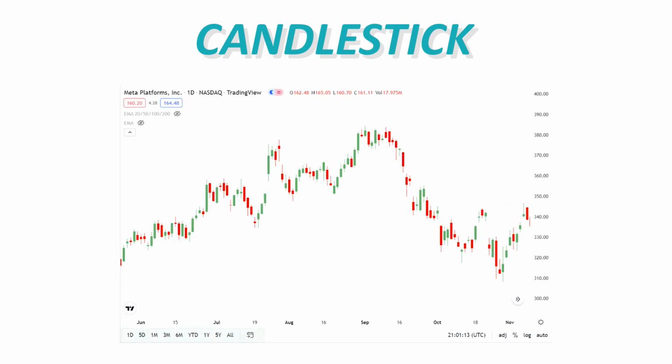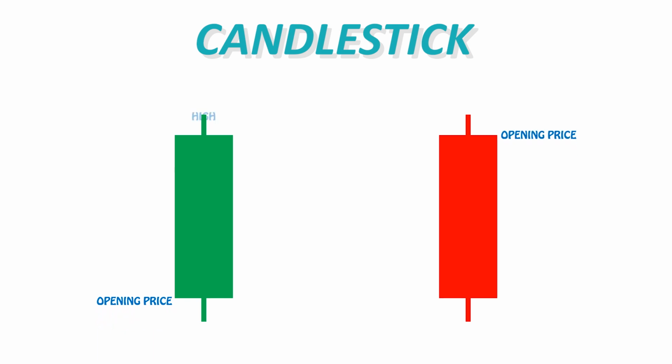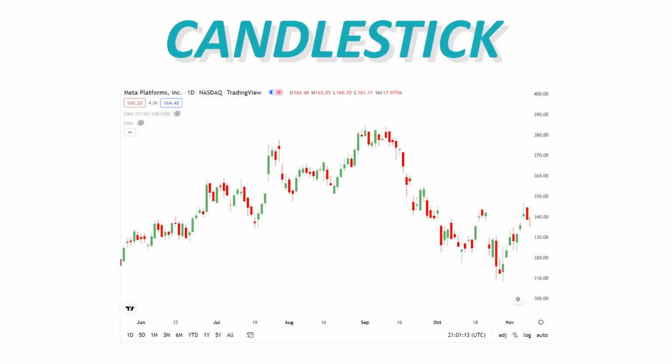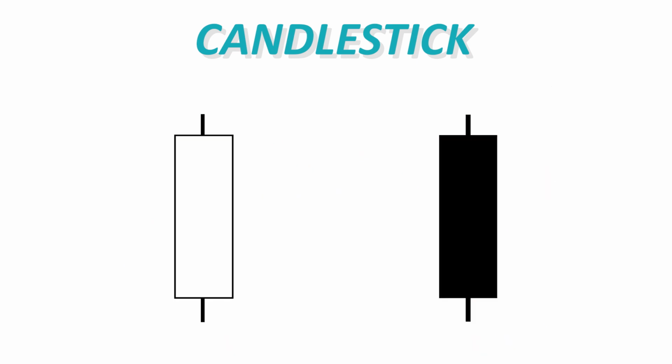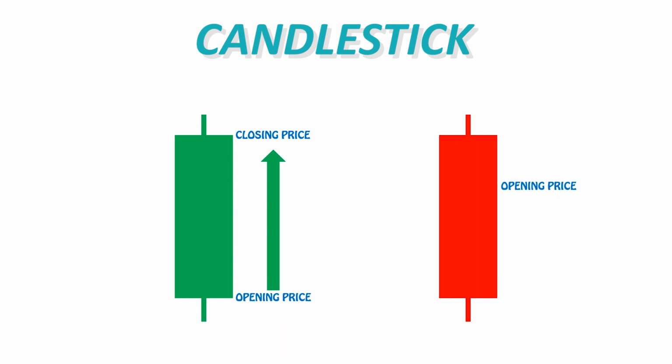A candlestick shows how a stock has been traded over a certain period of time by displaying the opening, high, low and closing price of any stock. When you see a candlestick chart, they are generally green and red or black and white. The green candlestick shows that the closing price was higher than the opening price, and the red candlestick shows that the opening price was higher than the closing price.